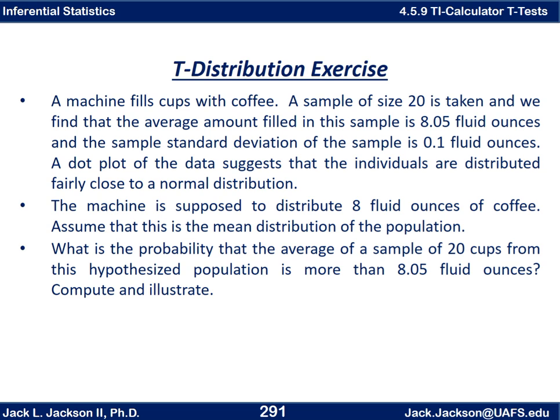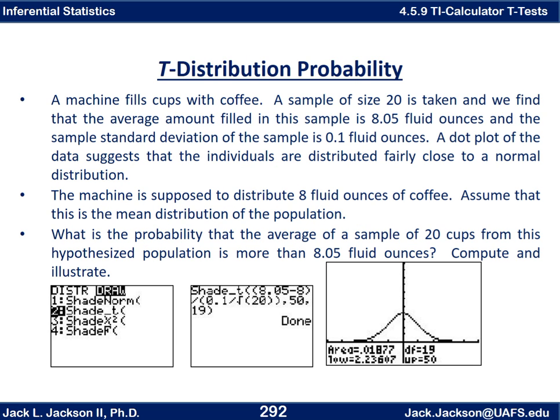See if you can press pause and figure this out now. Okay, now that you're back, let's take a look at this. Here I've computed and done this with shading. What we're doing is finding a probability from a t distribution, where the probability is that it's more than 8.05 ounces.